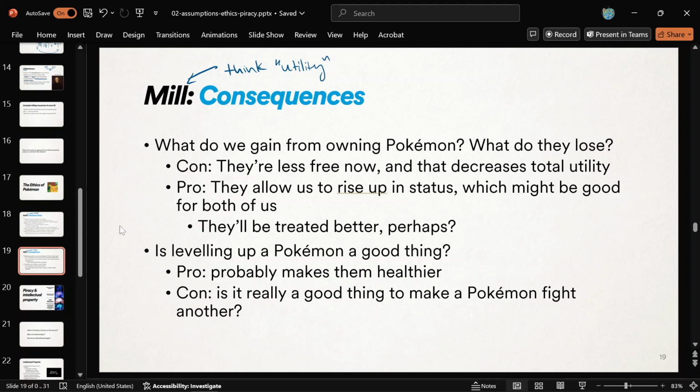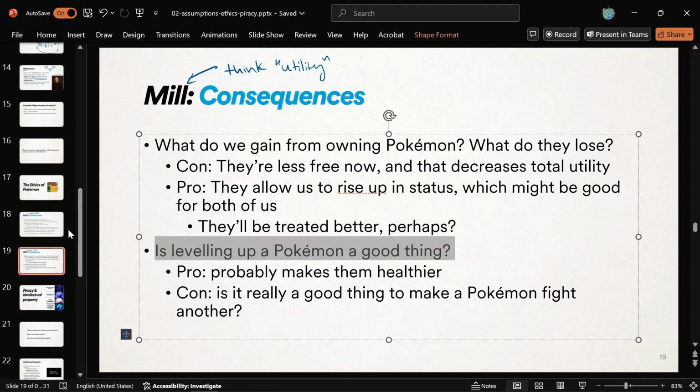Do the pros outweigh the cons, or do the cons outweigh the pros? If so, I know what I'm arguing now. Okay, does that make sense? So, it's just a silly example. And then finally, last ethical question: should I force Pokemon to fight other Pokemon to level them up? Is that a good thing? Ethical dilemma. A utilitarian would go straight to a pro-con list again.